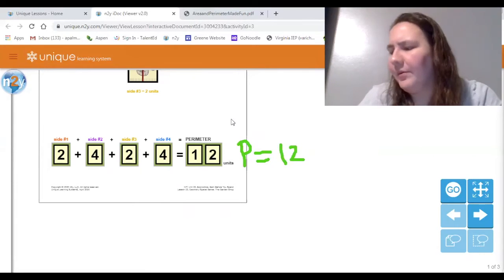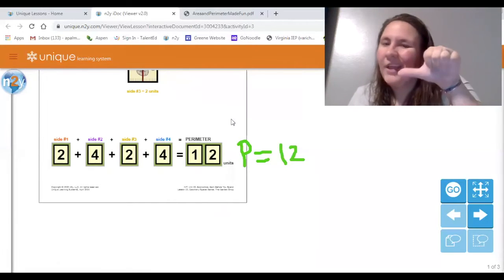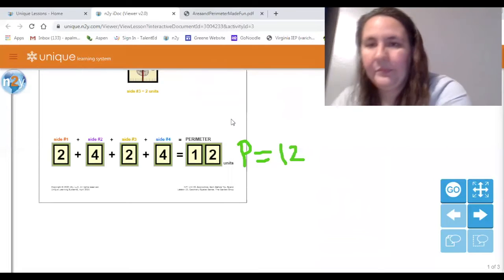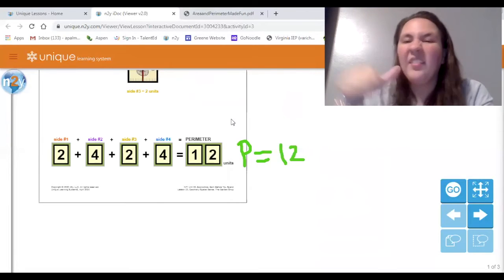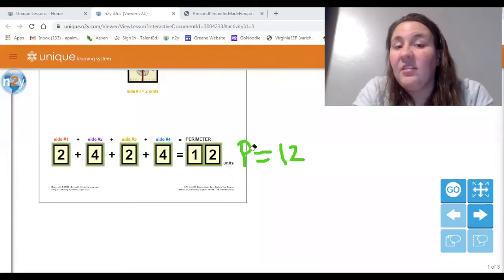How do we feel about perimeter? Okay, I got it. I kind of get it, or I'm totally lost. How do you feel? Okay, I see lots of people in the middle, and that's okay because we're going to do a whole lot of practice problems to make it easier because it's a lot of steps to remember, right? Which is what makes it a little difficult.